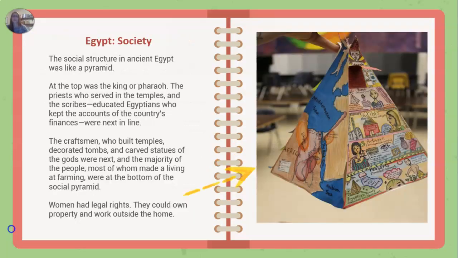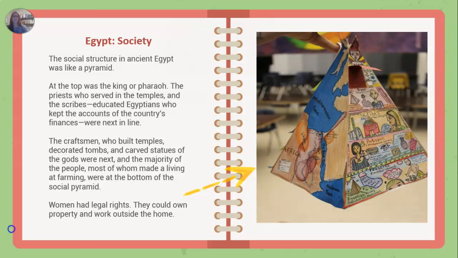Egypt's society. The social structure in ancient Egypt was like a pyramid. At the top was the king or pharaoh. The priests who served in the temples and the scribes, educated Egyptians who kept the accounts of the country's finances, were next in line. The craftsmen who built temples, decorated tombs, and carved statues of the gods were next.